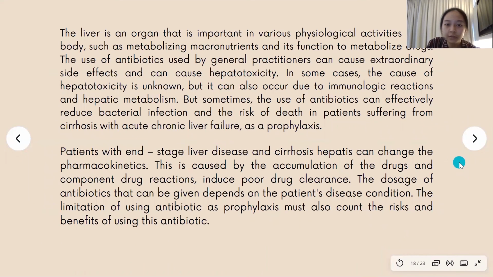Patients with end-stage liver disease and cirrhosis hepatis can have changed pharmacokinetics. This is caused by the accumulation of drugs and component drug reactions, including poor drug clearance. The dosage of antibiotics that can be given depends on the patient's disease condition. The limitation of using antibiotics as prophylaxis must also weigh the risks and benefits of using them.